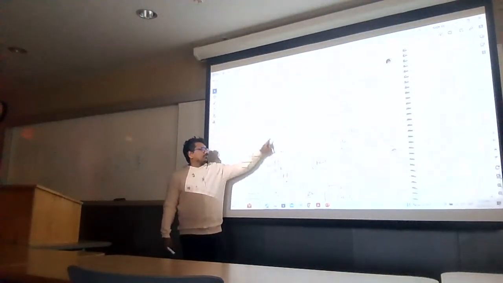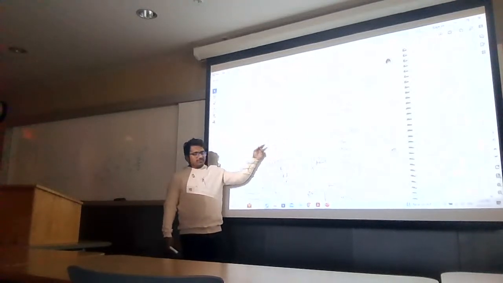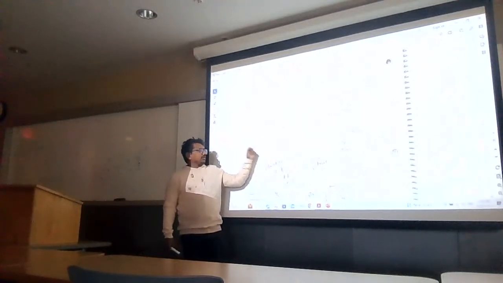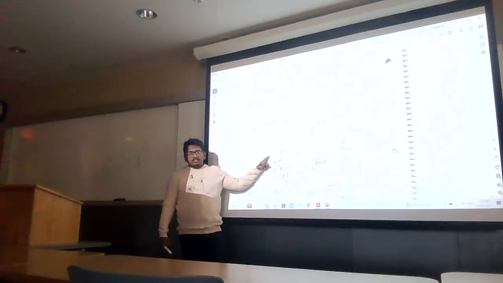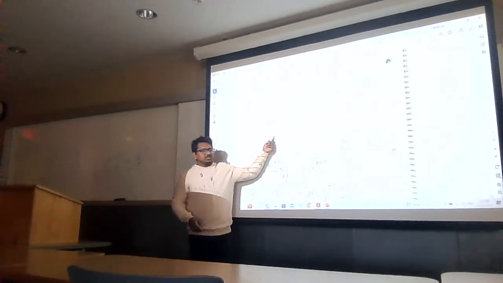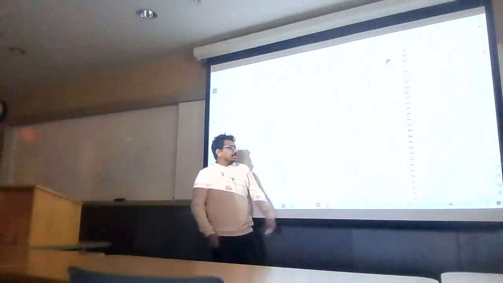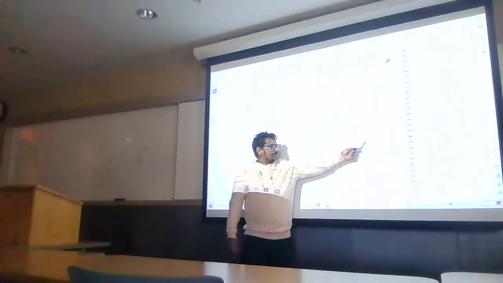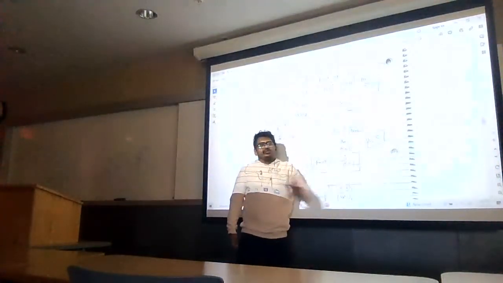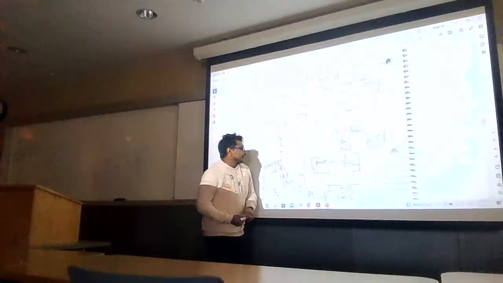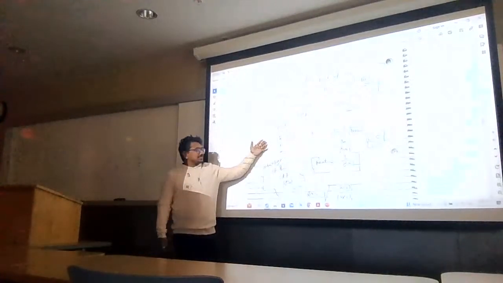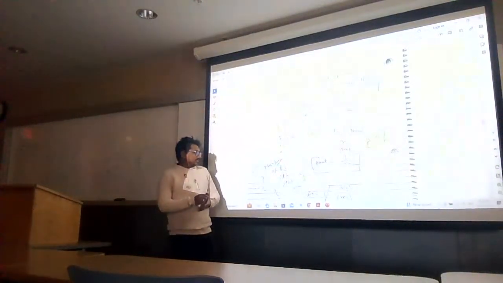So what is the gain of this circuit? First of all, this is a common source amplifier. The gain of this circuit is minus GM RD. And what is RD here? Here RD is 1 by GM2, assuming there is no channel length modulation. This circuit has some advantages.